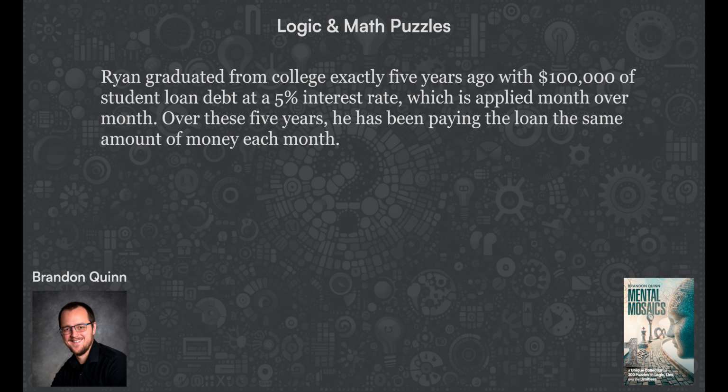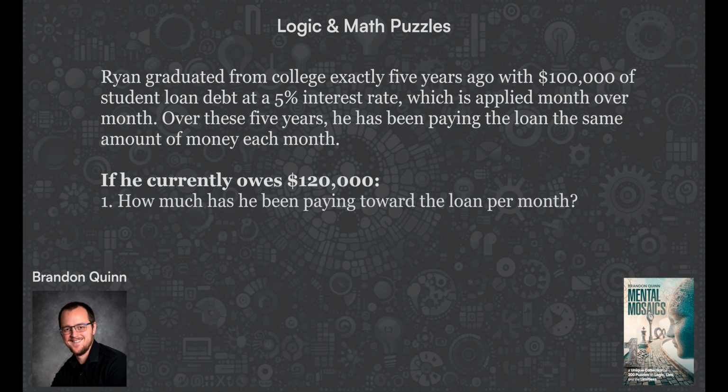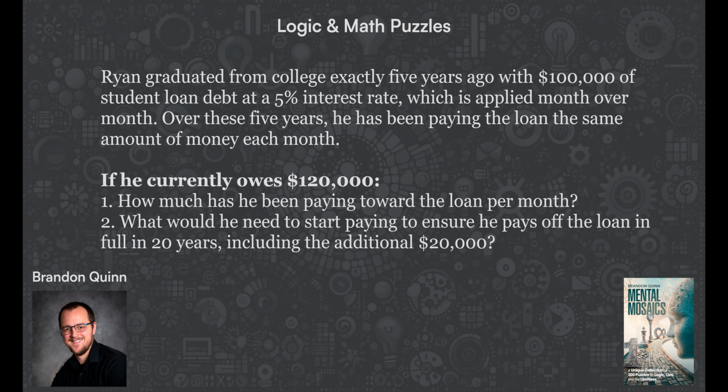Over these 5 years, he's been paying into the loan the same amount of money each month. If he currently owes $120,000, 1. How much has he been paying toward the loan per month? And 2. What would he need to start paying to ensure he pays off the loan in full in 20 years, including the additional $20,000?